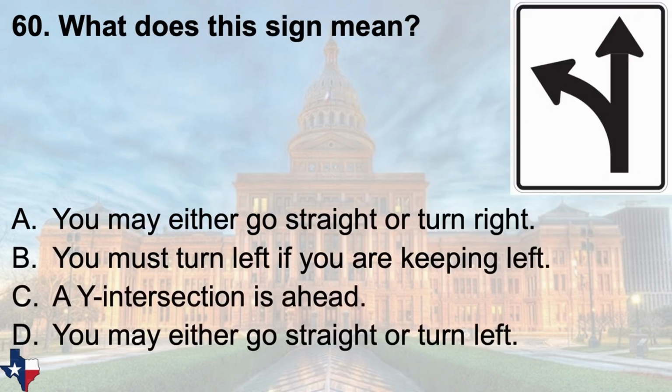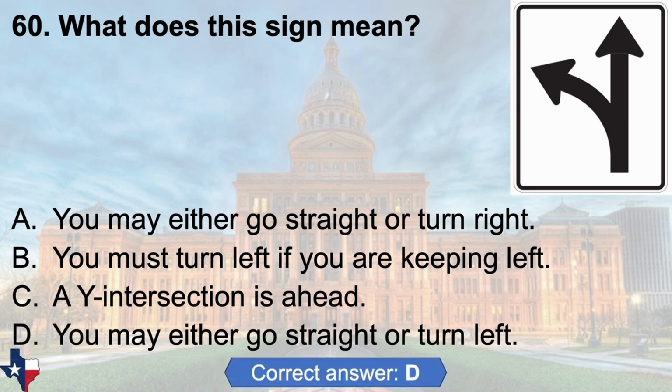Question 60. What does the sign mean? A. You may either go straight or turn right. B. You must turn left if you are keeping left. C. A Y intersection is ahead. D. You may either go straight or turn left. The correct answer is D. You may either go straight or turn left.